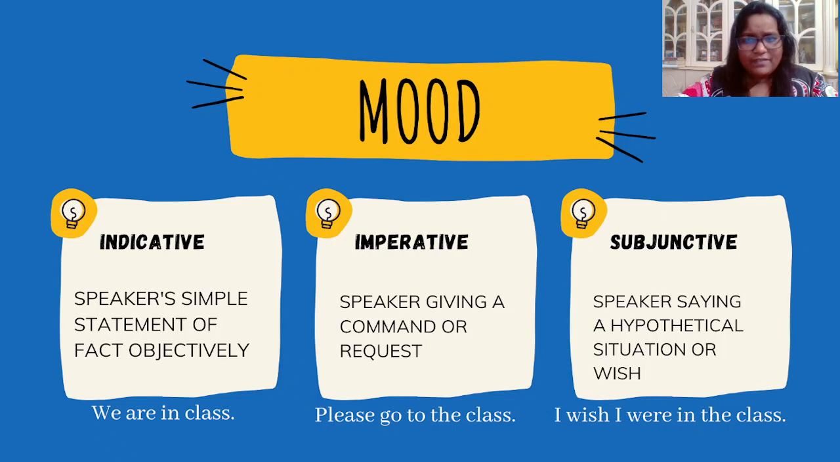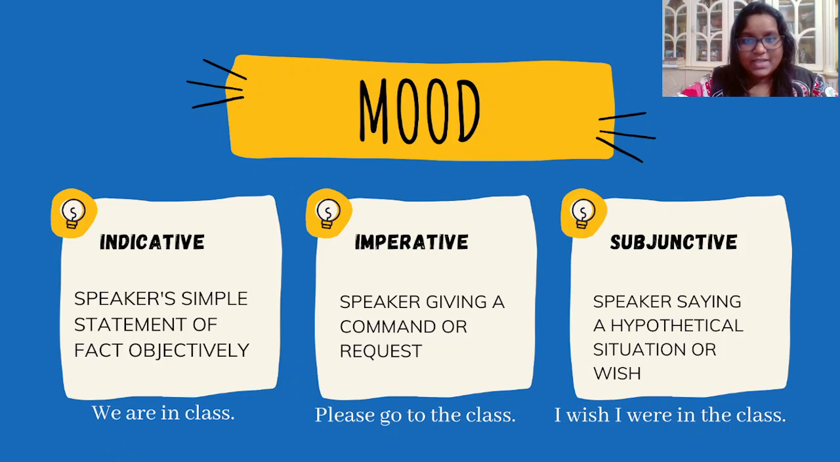Indicative mood is when a speaker is simply stating a fact objectively. For example, we are in class. Let's look at imperative mood now. Here the speaker is giving the listener a command or a request. Please go to the class. So that is a request. It can either be considered as a request or a command, depending on the tone in which you deliver it.